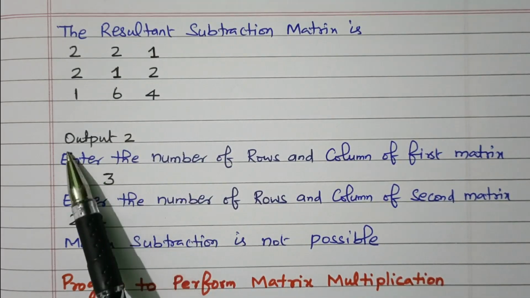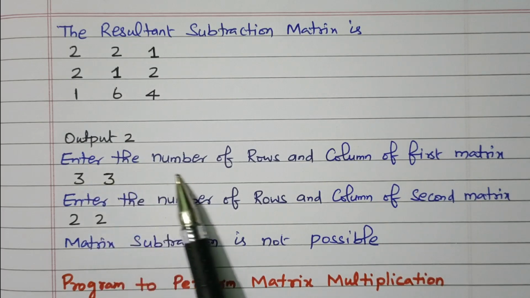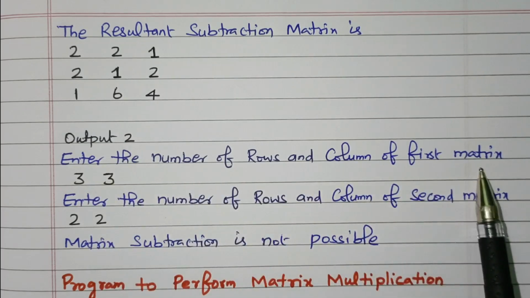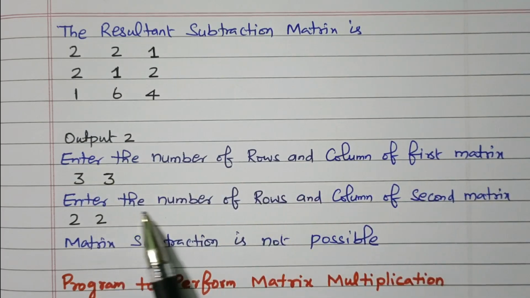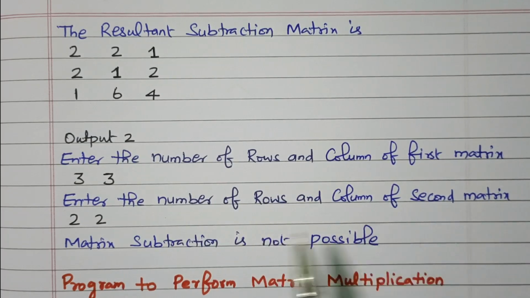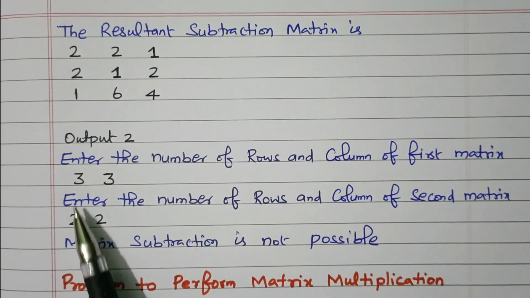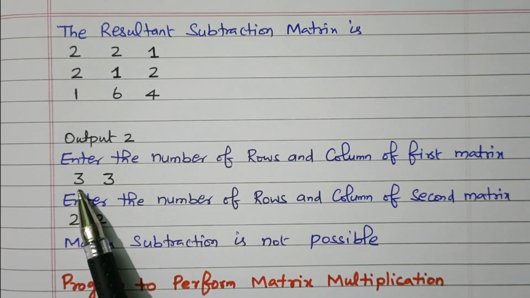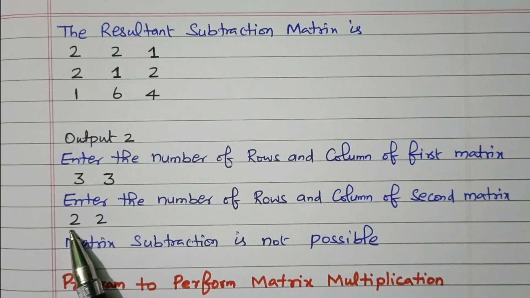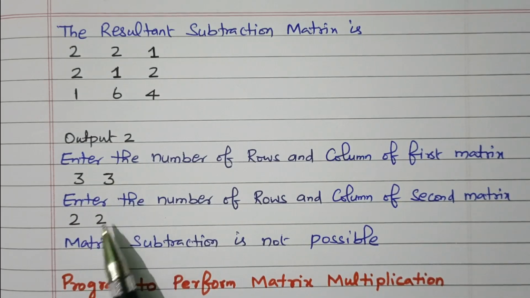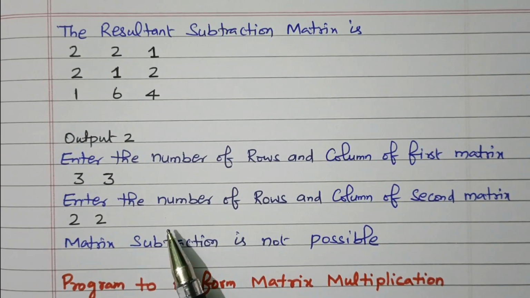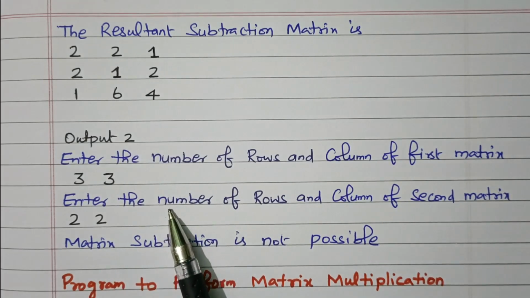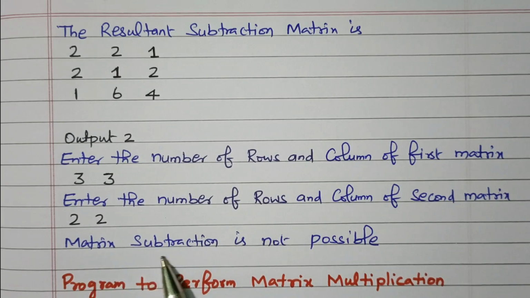One more case is there. We'll go to the output. Enter the number of rows and columns of the first matrix: 3, 3. Enter the number of rows and columns of the second matrix. This is 2, 2. So these are not equal. The row size of the first matrix is not equal to the second matrix. Similarly, the columns are also not equal. So it is not possible to perform the matrix subtraction. That is displayed. Matrix subtraction is not possible, right?